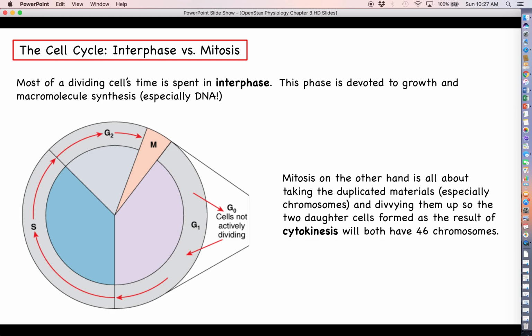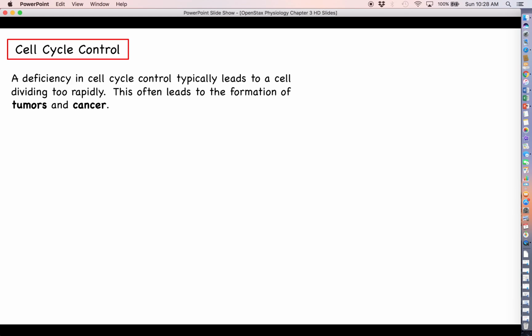What mitosis is all about is taking those duplicated materials and using specific mechanisms that we're not really going to touch on here to divvy up those materials, divvy up the chromosomes, divvy up the organelles, and then using cytokinesis to make sure that we make two daughter cells that roughly have an equal amount of stuff from the original duplicated progenitor cell.